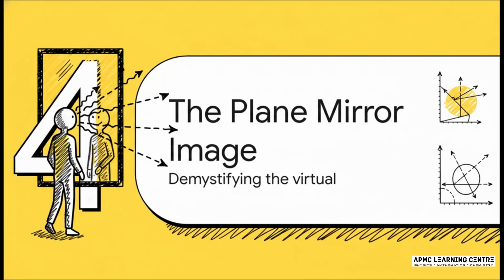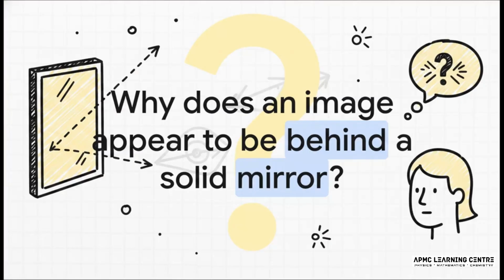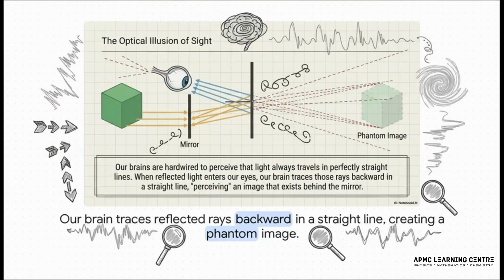Okay, so this leads us to something really fascinating, and honestly, a little bit weird. When you look into a mirror, you see yourself behind the glass. But how is that even possible? I mean, really think about it. The mirror is a solid, opaque object. Light from you hits the front of it and bounces off. There's no way it can go through it. So how on earth can we see an image in a place where light from the object can't possibly be? The answer is just a brilliant trick played by our own brains.